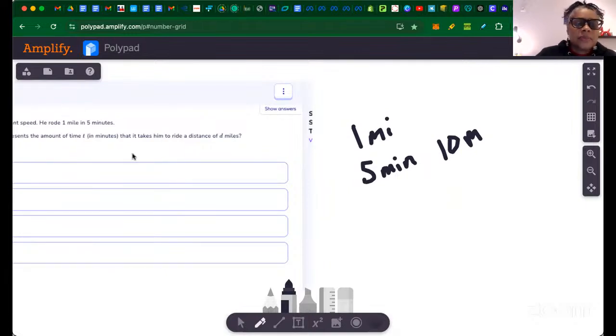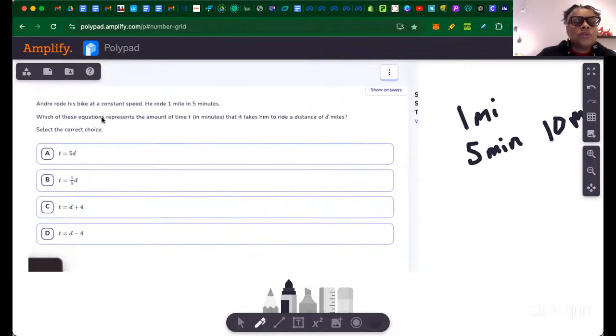Good. Okay. All right. So now it says, which of these equations represent the amount of time that it takes to ride a distance of d miles? Okay. All right. So, King, for every mile, how many minutes does it take? Good. So what about if I went 3 miles? What would it be? How many minutes? Good. Tell me how you're getting that answer. What are you doing?